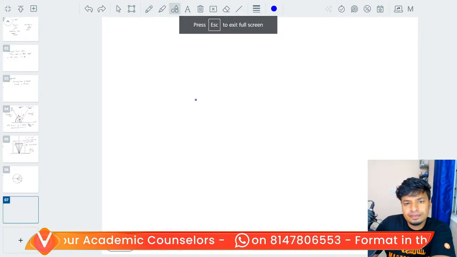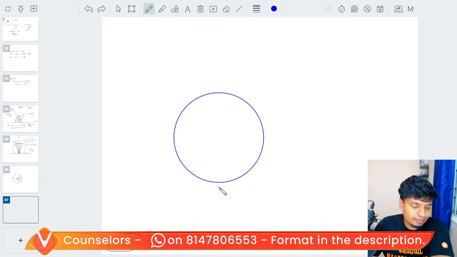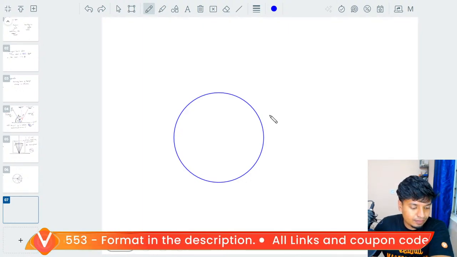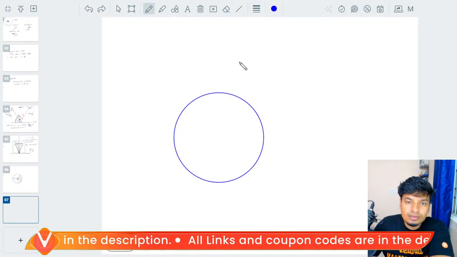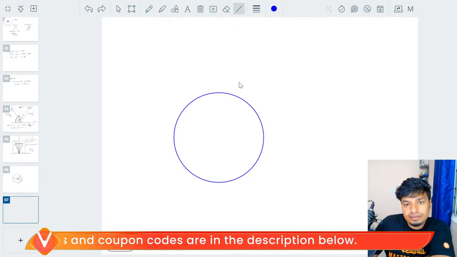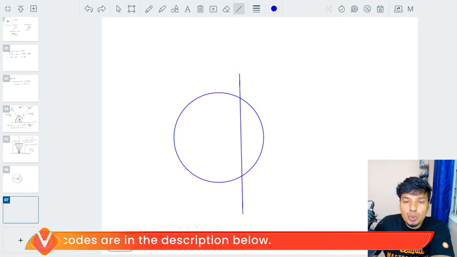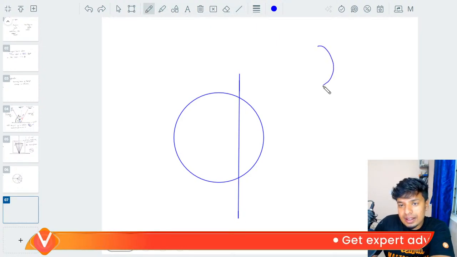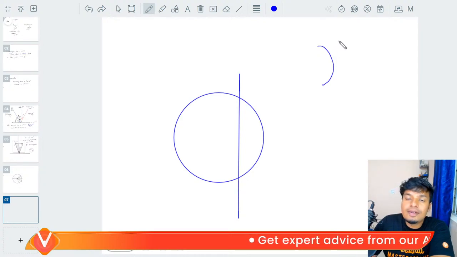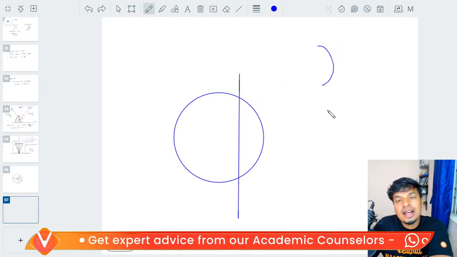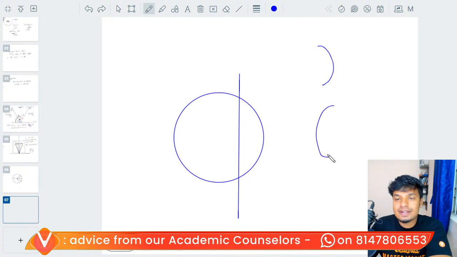Sphere looks like this. You all agree? Sphere looks like this. So if you cut a sphere like this, you will get two sides. One side which will be curved inside, one side which will be curved outside. So since they are part of a sphere, they are called spherical mirrors.